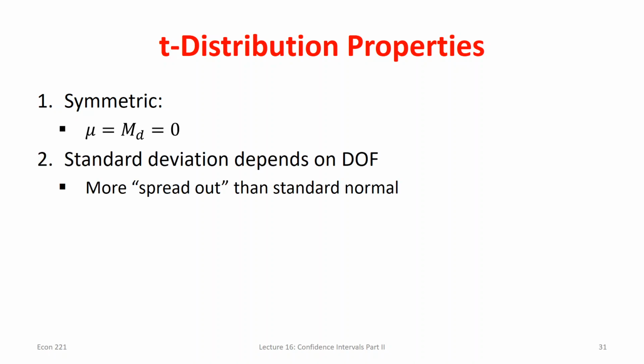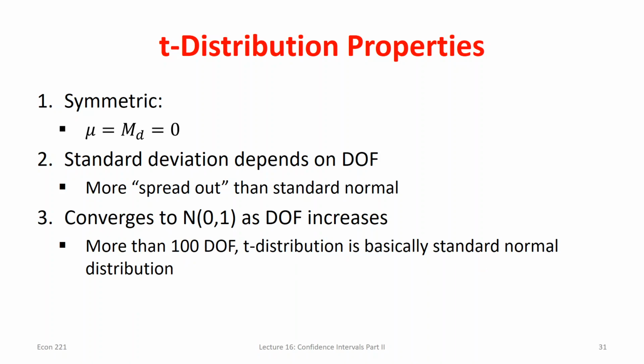So what are some of the student t-distribution properties? Well, I already mentioned a few of them. It's symmetric, so its mean is equal to its median, and that mean is 0. It's a little more spread out, so the standard deviation is greater than 1. But as the degrees of freedom get really high, it converges to, or is a very close approximation of, the standard normal distribution.